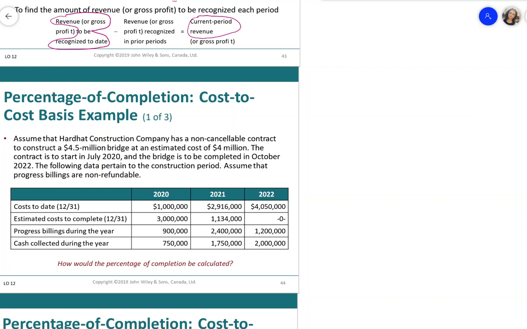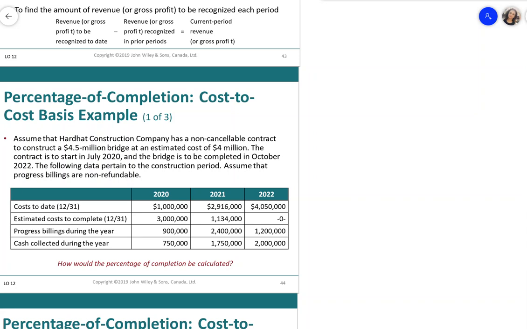from the question. So in this case, the question says that the Hard Hat Construction Company has a non-cancelable contract to construct a 4.5 million bridge, and the total estimated cost is that. So the transaction price is 4.5. That's the contract price, and then the cost will be 4 million. Of course, Hard Hat is a construction company. They're going to make money out of it. At this point, they're going to make $500,000, but we don't know how to record that $500,000. We want to record that using the percentage of completion method, and that's the first one.